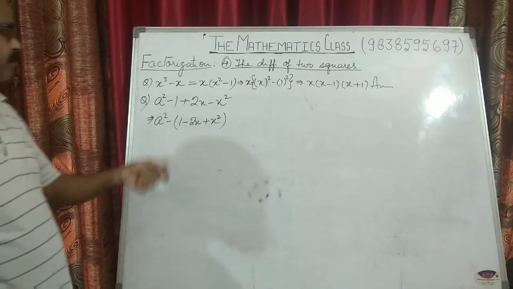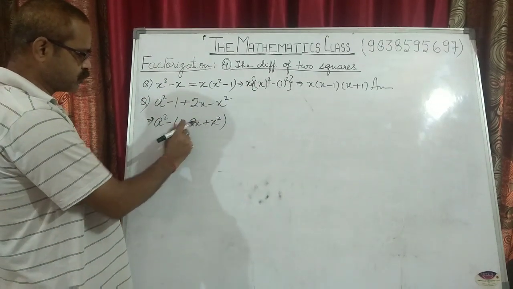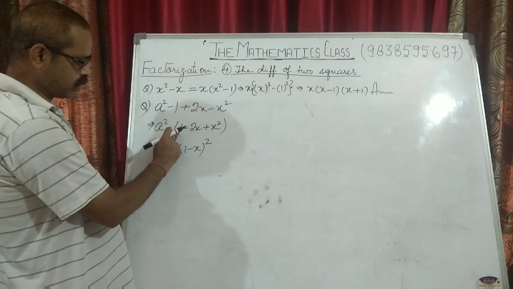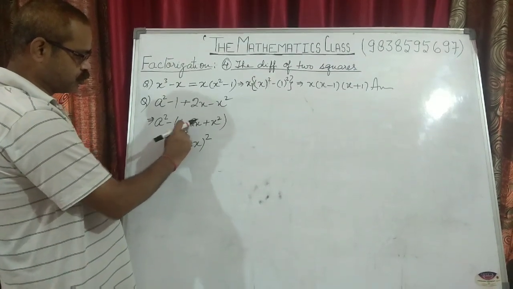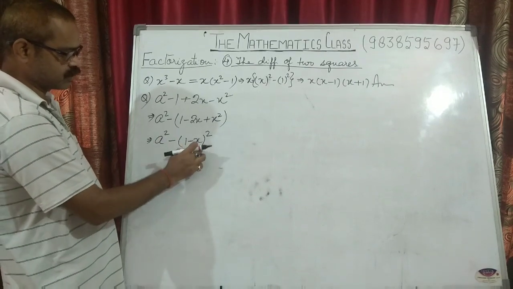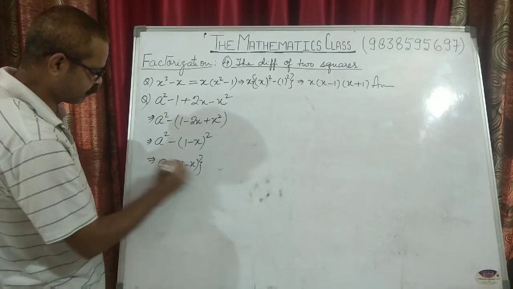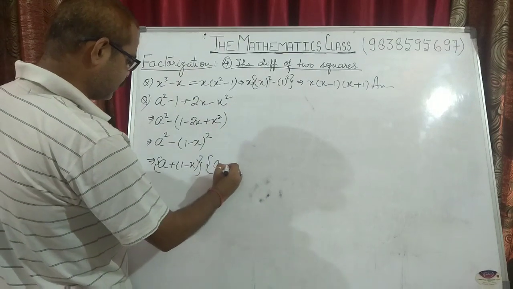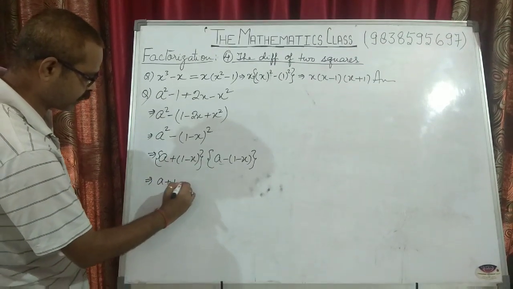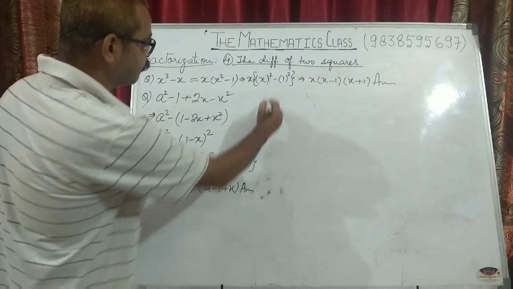If I take minus common, it will become 1 minus 2x plus x square. Now this is a square plus b square minus 2ab, so this can be written as 1 minus x whole square. A square plus b square minus 2 into 1 into x is 2x, and this can be written as a square. Now this is a square minus b square, which can be written as a plus b and a minus b. So the final value will be a plus 1 minus x and a minus 1 plus x.